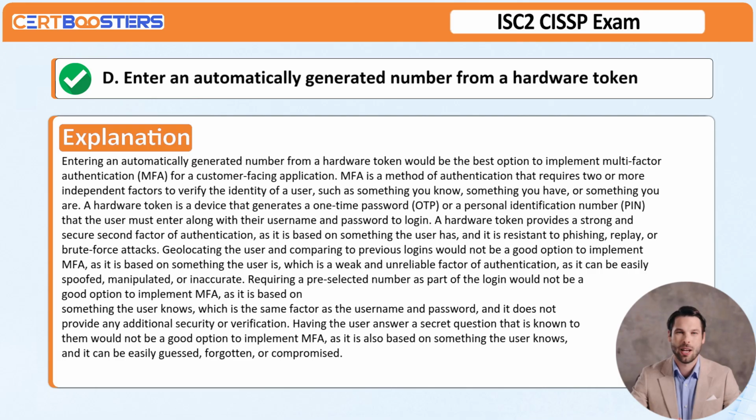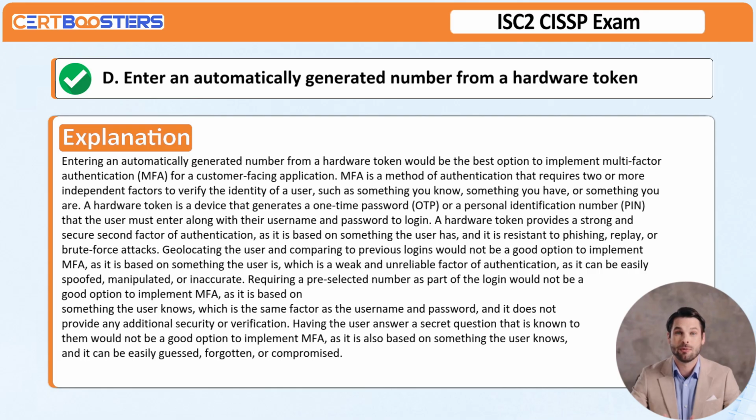Explanation: Entering an automatically generated number from a hardware token would be the best option to implement multi-factor authentication (MFA) for a customer-facing application. MFA is a method of authentication that requires 2 or more independent factors to verify the identity of a user, such as something you know, something you have, or something you are. A hardware token is a device that generates a one-time password, OTP, or a personal identification number, PIN, that the user must enter along with their username and password to log in.